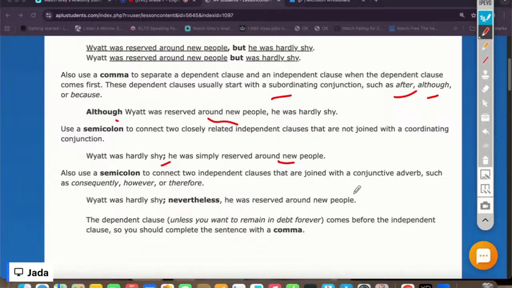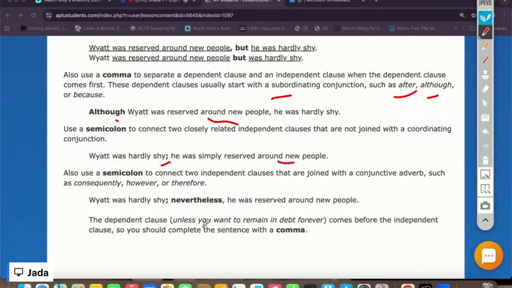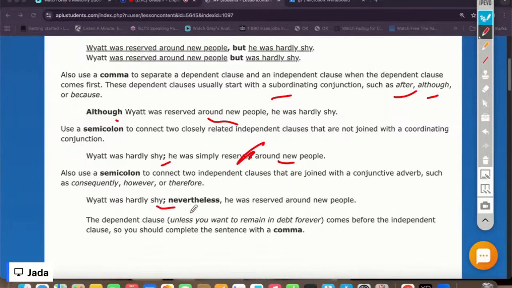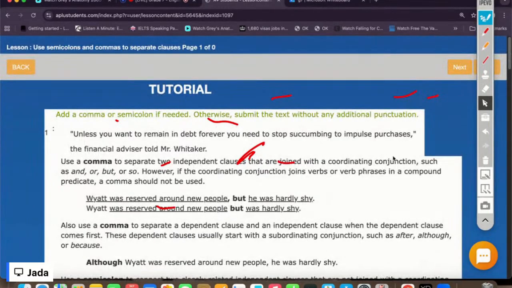Okay. So if it's joined with a conjunctive adverb such as consequently, however, therefore, nevertheless, you have to use a semicolon. Just like: Wyatt was hardly shy; nevertheless, he was reserved around new people. So you can see that the semicolon always comes before the conjunctive adverb. Okay, that's for the example, so we will just move forward and then see the examples.